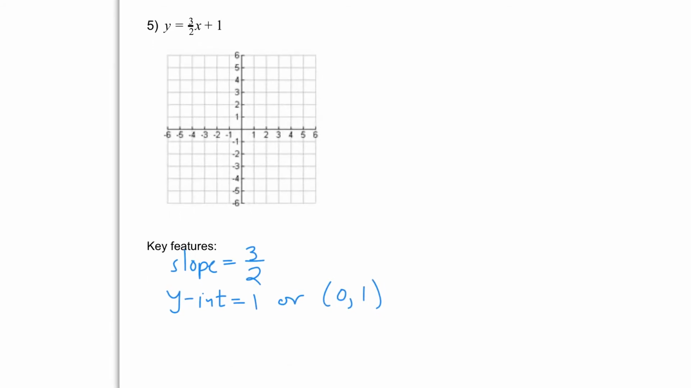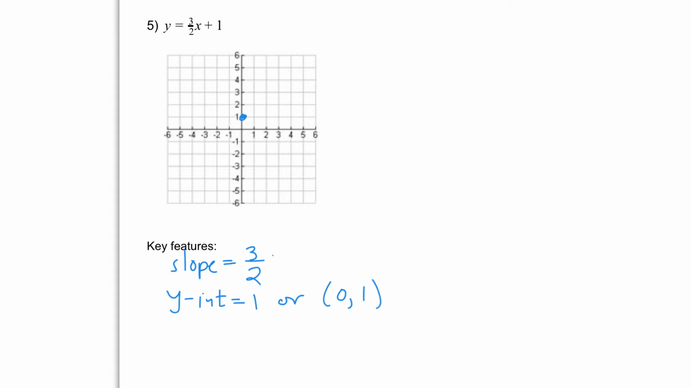So in order to graph this, the first thing we want to graph is our point. So we're going to start by graphing the point 0, 1, or again we can think of it as a y-intercept of 1, which means it's going to be on our y-axis. So the point 0, 1 is going to be right here. So I'm going to go ahead and plot that point 0, 1. Then we have our slope, which is 3 over 2.